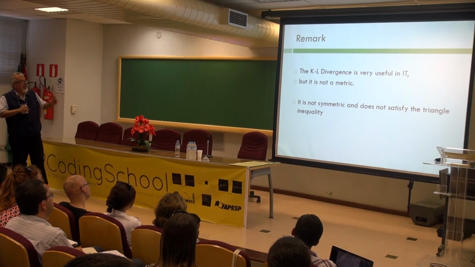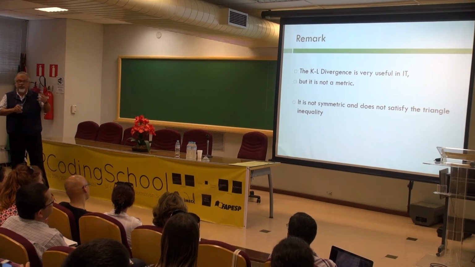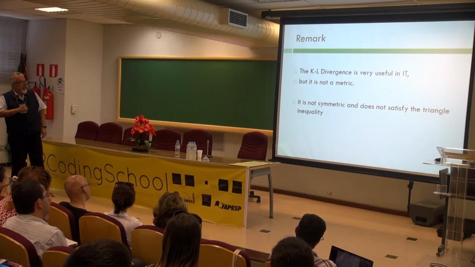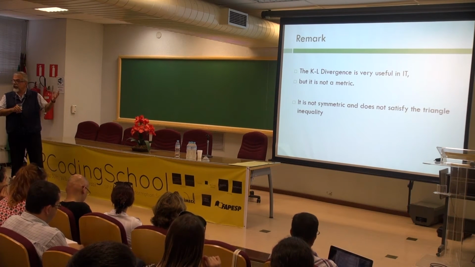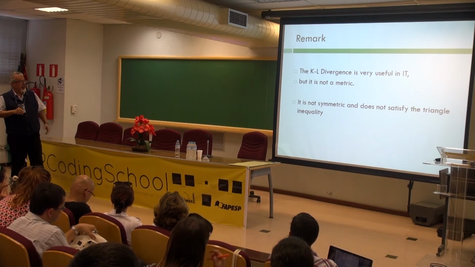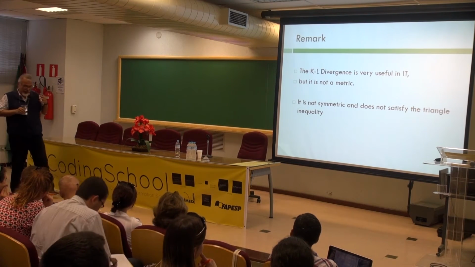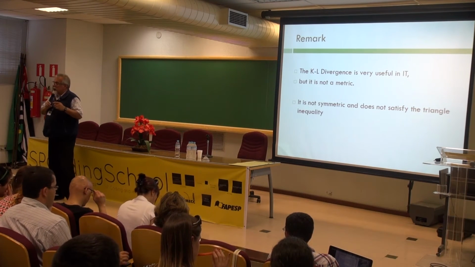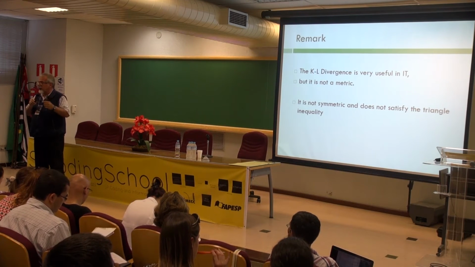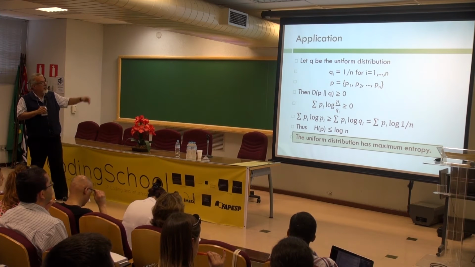Okay. So the Kullback Leibler divergence is very useful in information theory, but it's not a metric, or a distance for those that consider that a synonym. And it's also not symmetric. That would be one of the requirements to be a metric. And the other one is to satisfy the triangle inequality. It also doesn't satisfy the triangle inequality. But it's an amazing measurement that we can have to compare distributions, to see how close one distribution is to another.